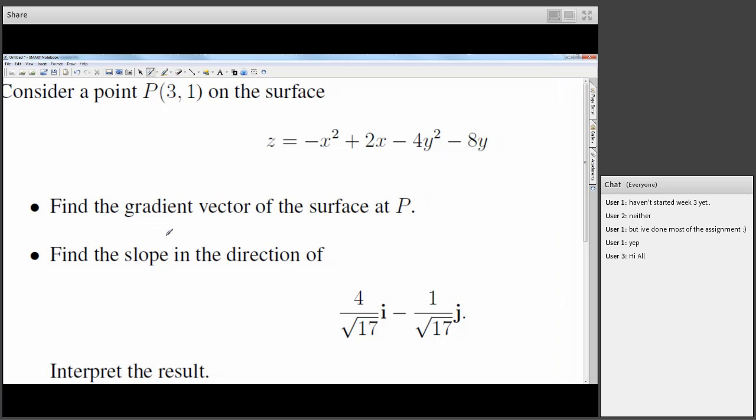So I want to consider a point on a given surface. Just by way of recognizing it, this here is a quadric surface because all the terms are at most squares. Any ideas what type of surface it is? You can guess, it's fine.